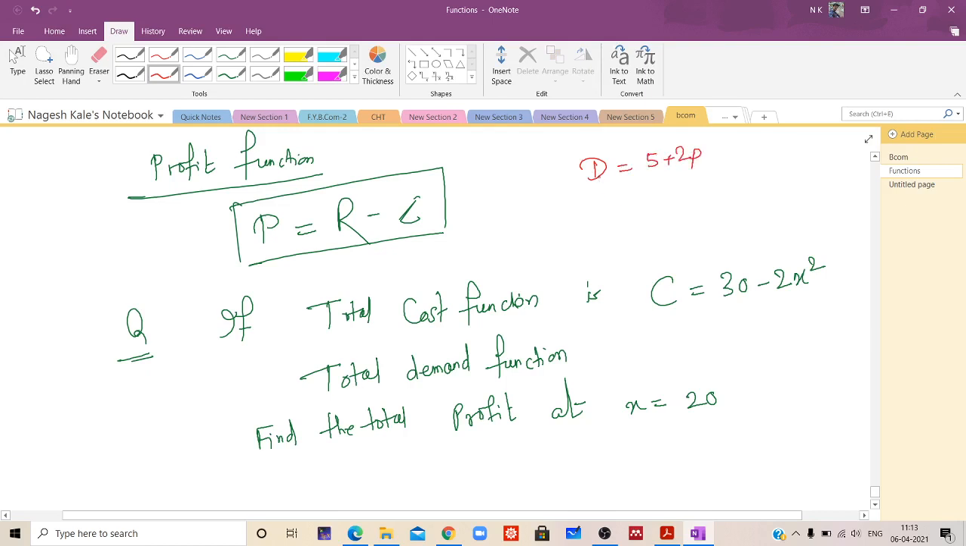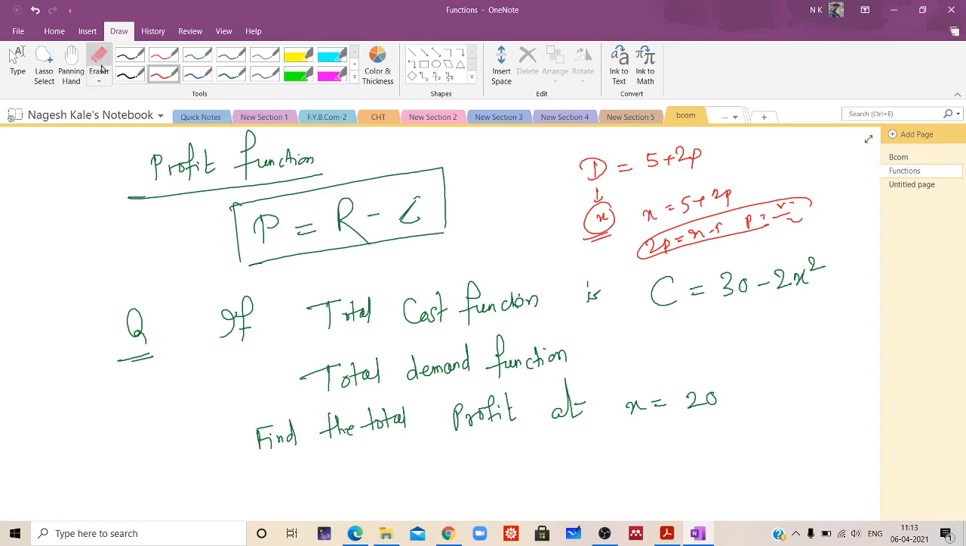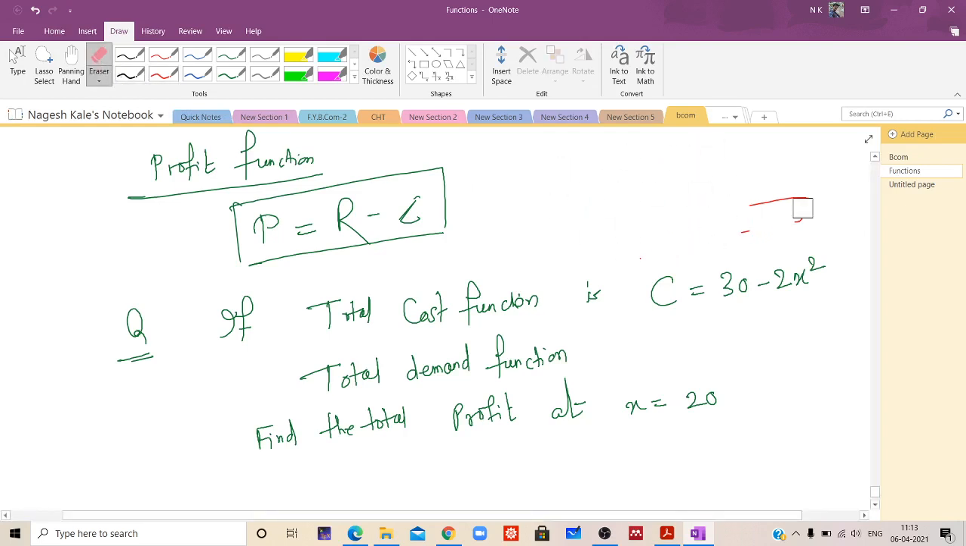So this means I will call the demand x, x is the demand, right. So x is equal to 5 plus 2p, then I can write 2p is equal to x minus 5, so p is equal to x minus 5 upon 2, that is my demand function. So I can write demand function in x, so we are not worried about that actually. Whatever the demand function is given to us, we have to use that and solve the question. So demand function is given as p, price, is equal to 5 minus 2x.